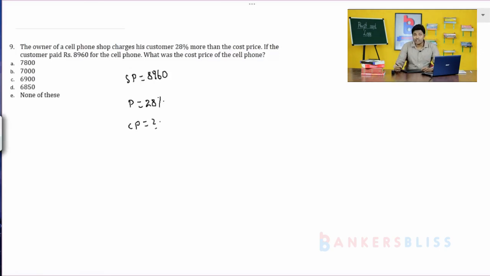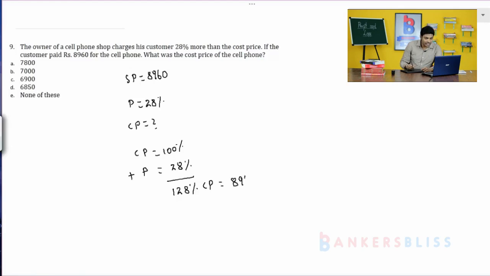So, for these types of problems, what I told you is to consider the cost price as 100% and you add 28% profit, and you are going to get 128%. So, 128% of cost price will be your selling price, that is 8960. How do you represent 128%? So, 128 divided by 100 into cost price is equal to 8960. Now you have to calculate the cost price.